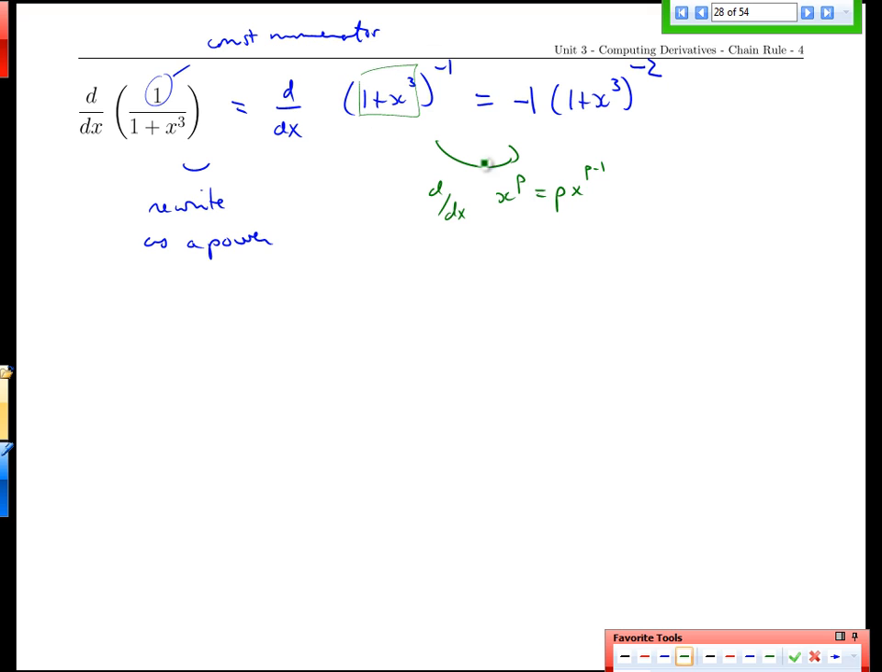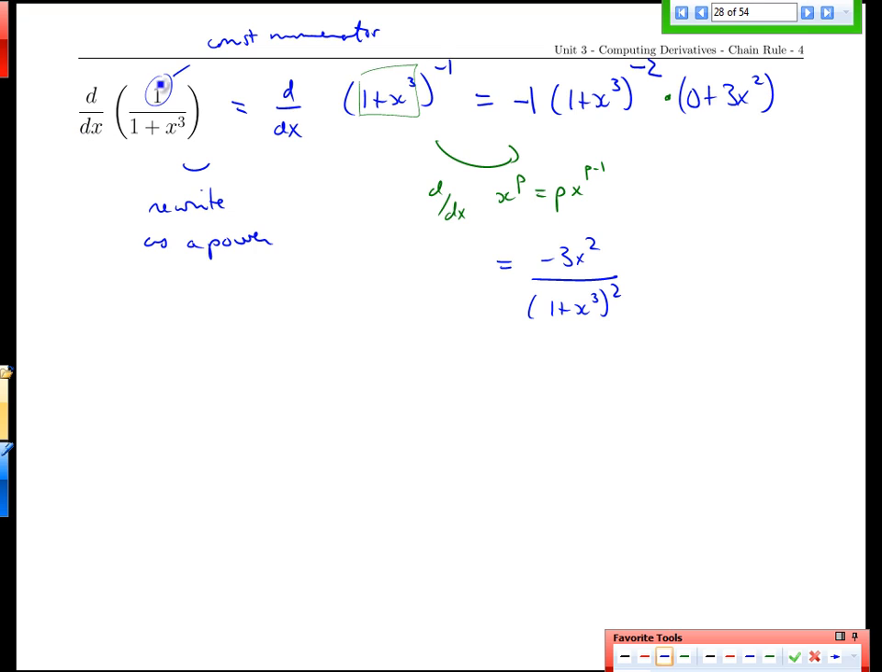So there's our inside. We're going to multiply by that derivative, and that derivative is 0, derivative of a constant, plus 3x squared. And wouldn't hurt to tidy that up a little bit. We have a negative and 3x squared, and this is all to the negative 2, or we could write it as 1 plus x cubed squared, but in the denominator.